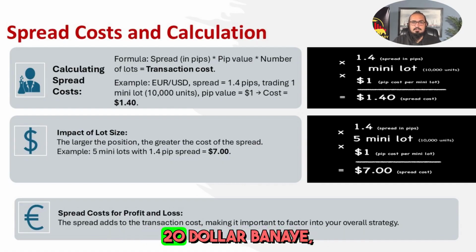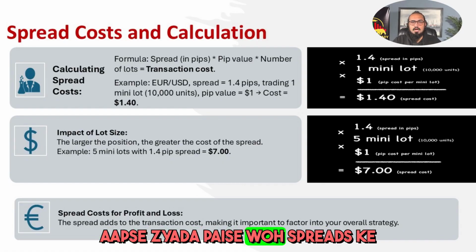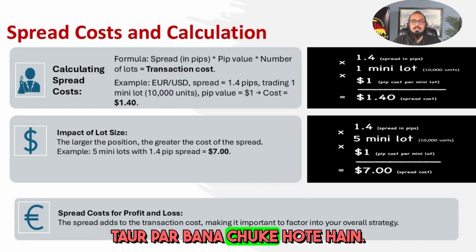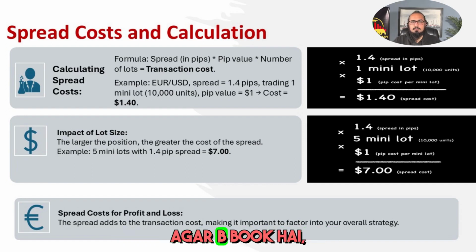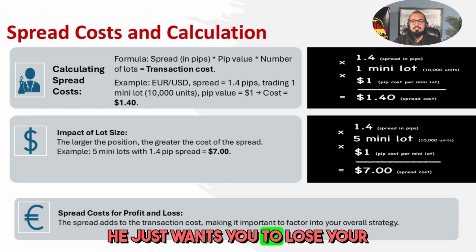You make $10, you make $20. They have already made more money through the spread from you, even if the broker is an A book. If it's a B book, they just want you to lose your money.